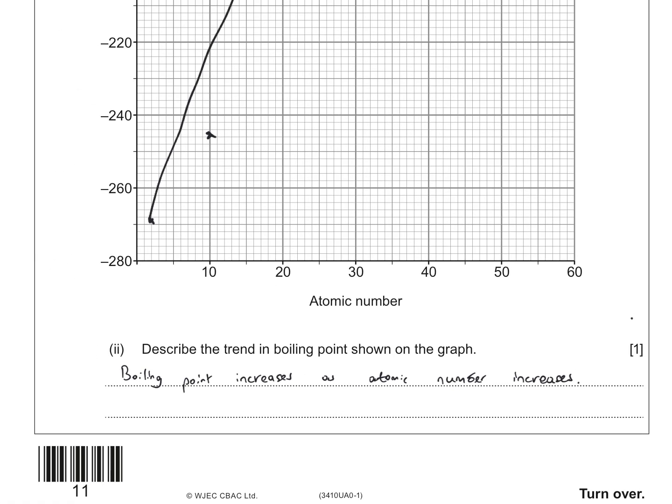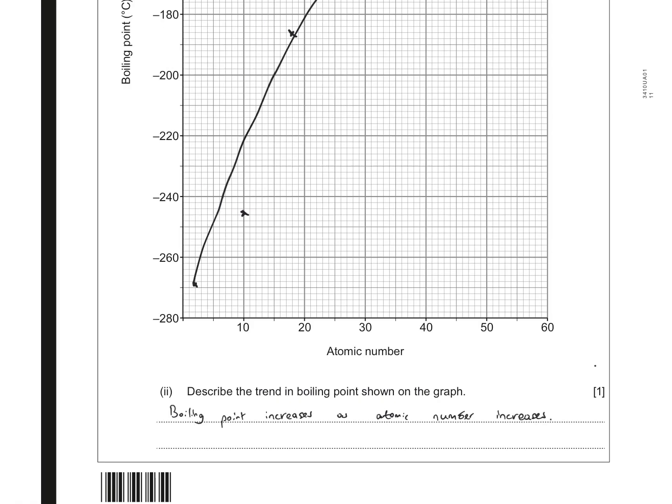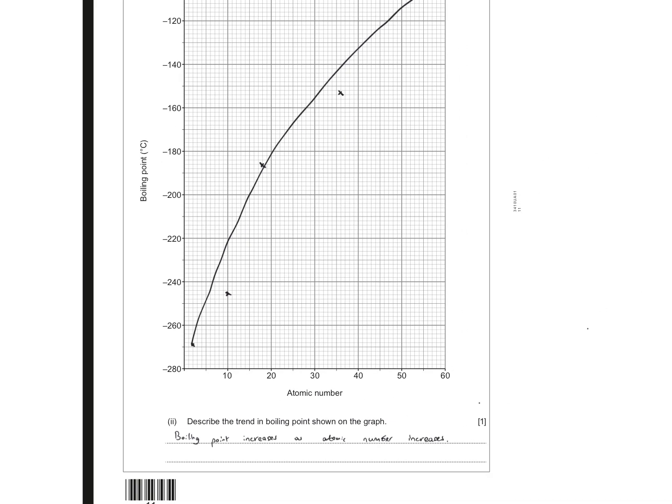Describe the trend in the boiling point shown on the graph. Well, I know that the atomic number is increasing there and the boiling point's increasing. So I've written that boiling point increases as atomic number increases.